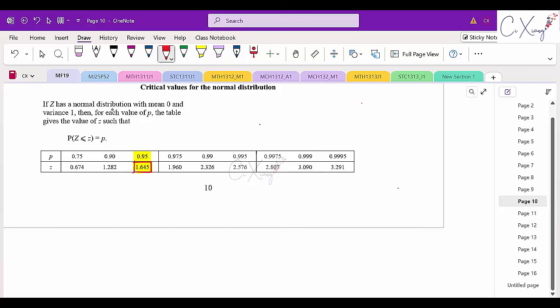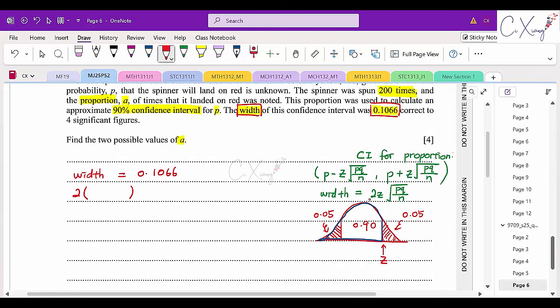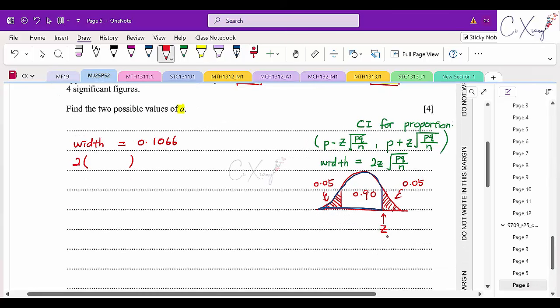Alright. Therefore, for this question that we have here, the Z should be equal to 1.645. And we replace it in our calculation for this formula of the width, 1.645.